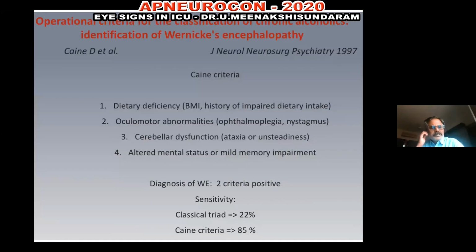So this is operational criteria called Caine criteria from 1997. The classic triad is seen only in 22%. Caine criteria is seen in 85%. So here the criteria included dietary deficiency, oculomotor abnormalities. So the one that was added was dietary deficiency. You can look at the BMI, a history of impaired dietary intake, and include alcohol and impaired dietary intake as part of it.